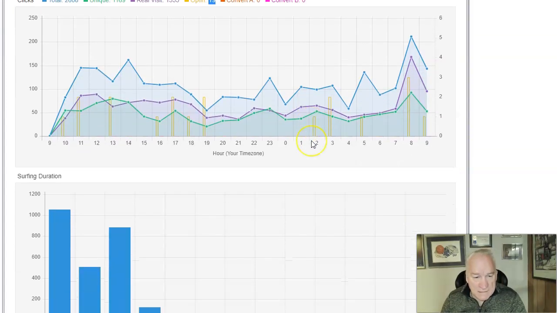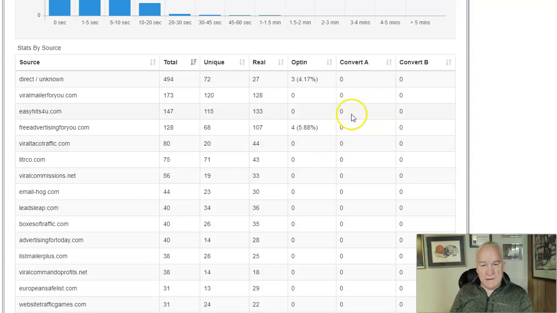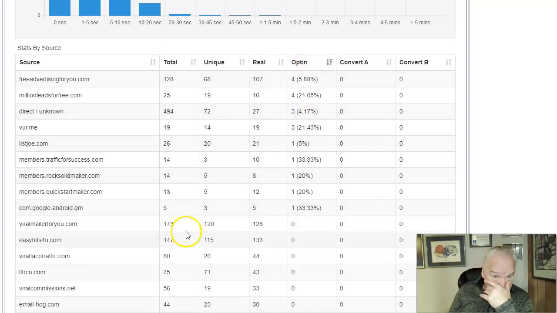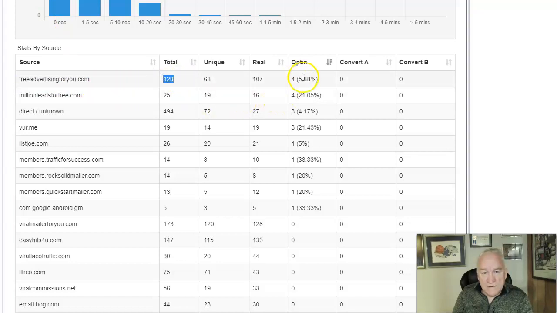So let's take a look at some of the mailers that are generating some leads here. Free advertising for you, that's one I use. Now this one, I'm actually going to have solo ads being done Monday, Wednesdays, and Fridays for the next month coming up. So I'm hoping to see some good results out of that. But we had 128 views and we had 4 opt-ins, almost a 6% opt-in rate.